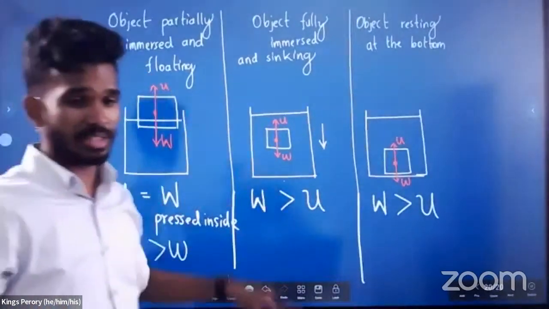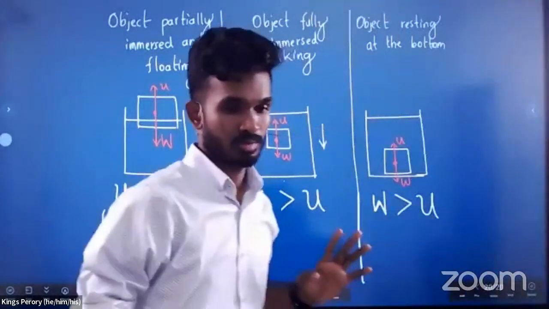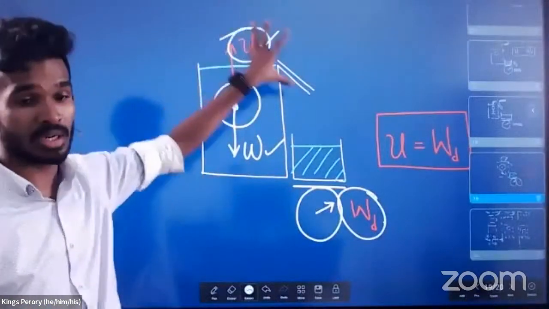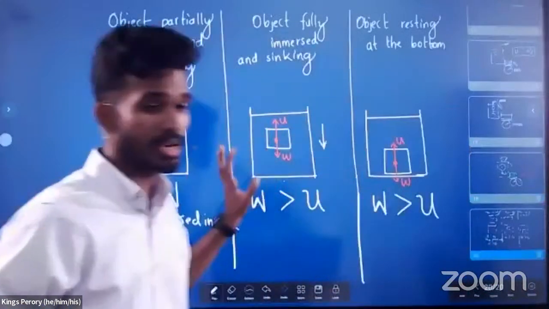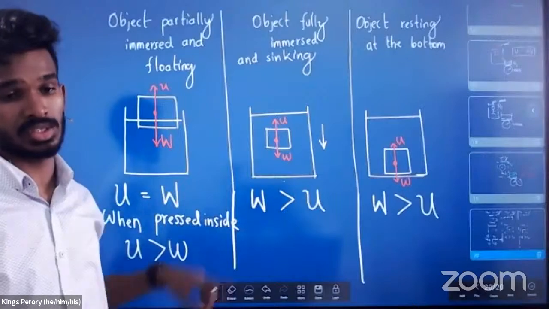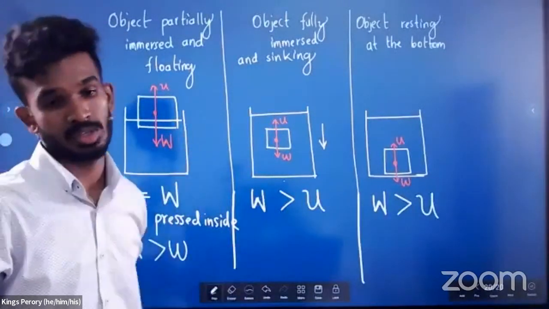Is Archimedes telling this? No, sir. We are telling. Archimedes is telling about the connection between upthrust and the weight of the displaced fluid. We have built, using our knowledge of forces and equilibrium, the connection between upthrust and the weight of the object. W is the real weight of the object.